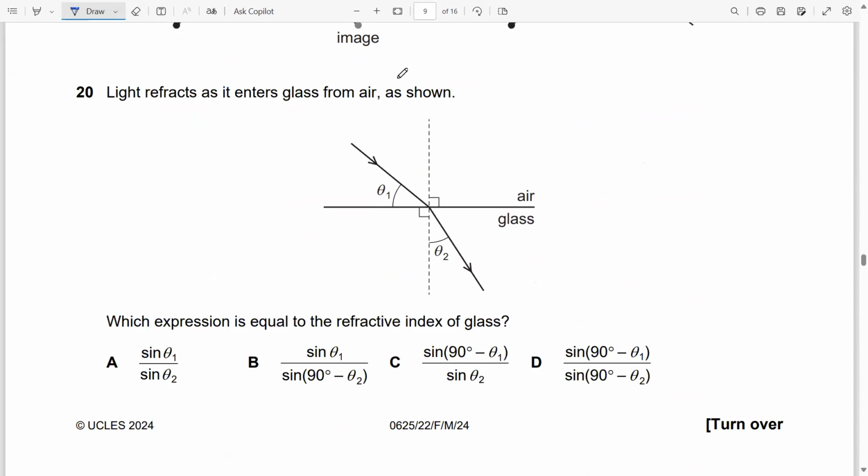20th question, light refracts as it enters glass from air. Which expression is equal to refractive index? So refractive index is given as sine of angle of incidence by sine of angle of refraction. Angle of incidence is angle made by incident ray with the normal. So we have to take sine of angle of incidence.